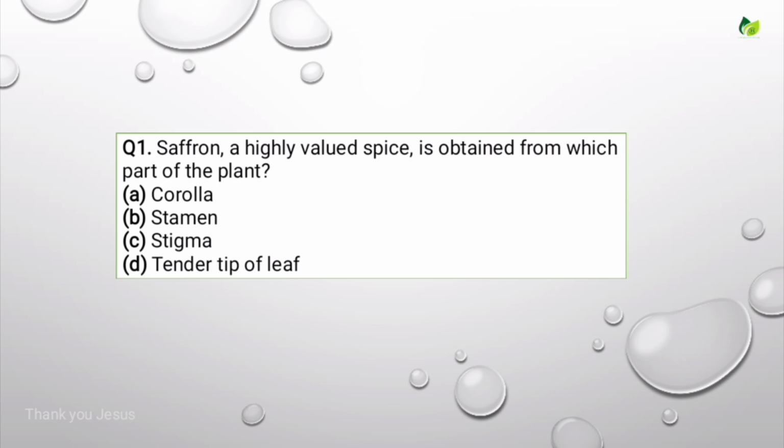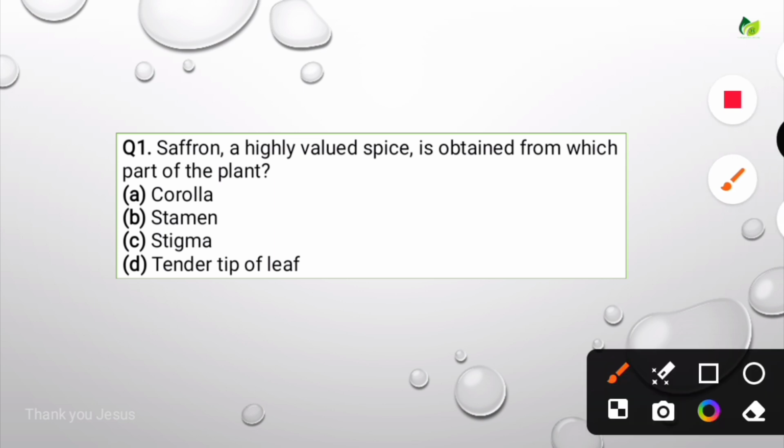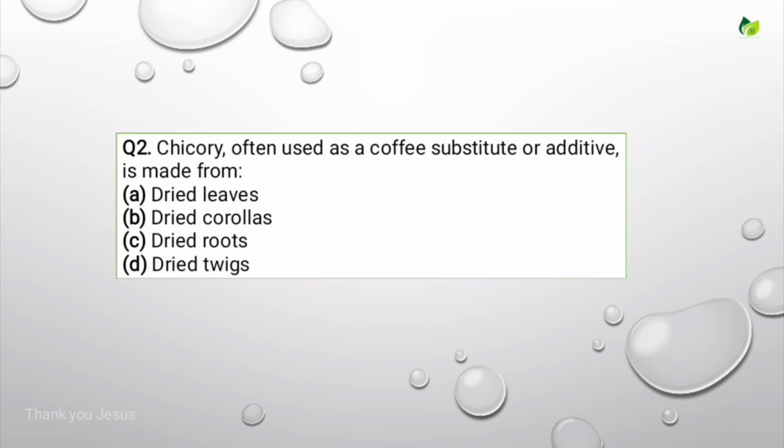First question: saffron, a highly valued spice, is obtained from which part of the plant? Options are corolla, stamen, stigma, tender tip of leaf. The correct answer is that saffron is derived from the dried stigmas of Crocus sativus. Stigma is the correct answer. Let's see the next question.